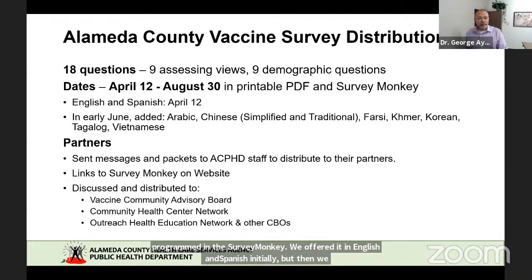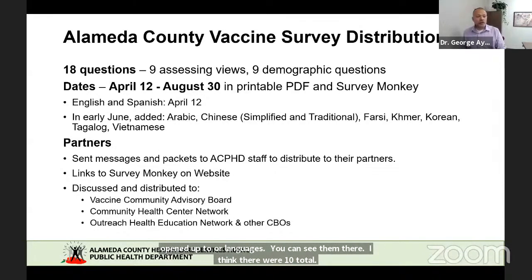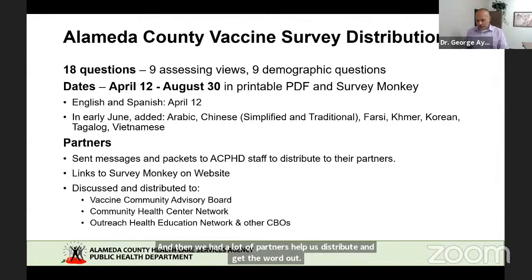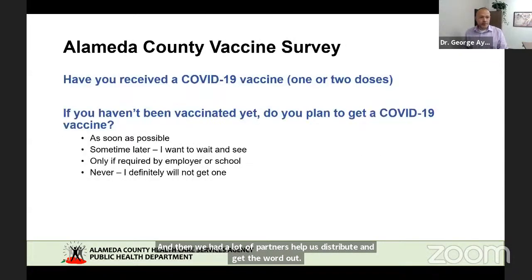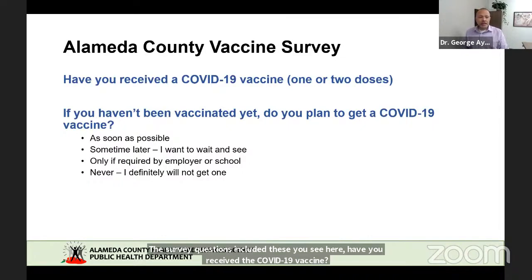And then we had a lot of partners help us get the word out, distribute the survey links, and talk about why it's important to collect information. The survey questions included these you see here. Have you received a COVID vaccine? If you haven't been vaccinated yet, do you plan to get a vaccine? And those are the response options we gave people.